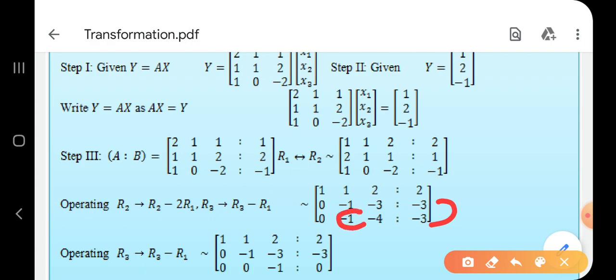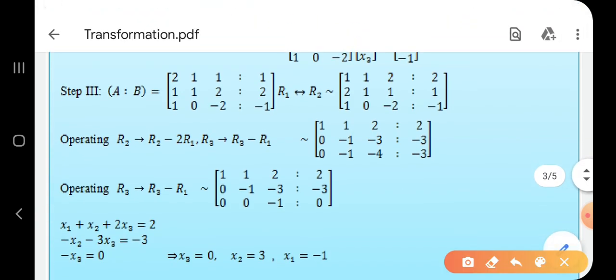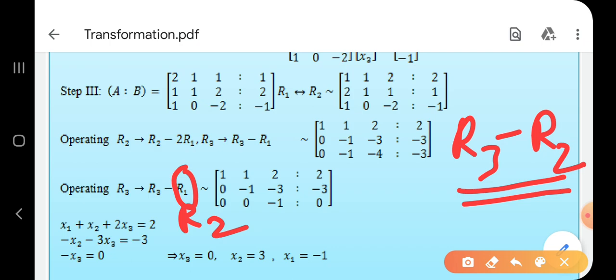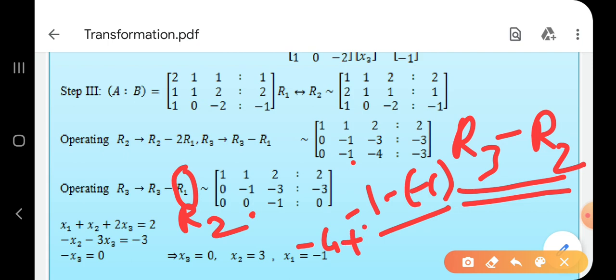I have to make the -1 into 0. So here R3 minus, yes, which is my operation here, R3 minus R2. By mistake R1 is there, but it is R2. Make the correction, R3 minus R2. So here -1 minus (-1), that is -1 plus 1 is 0, then -4 plus 3 is -1, then -3 plus 3 I get 0.